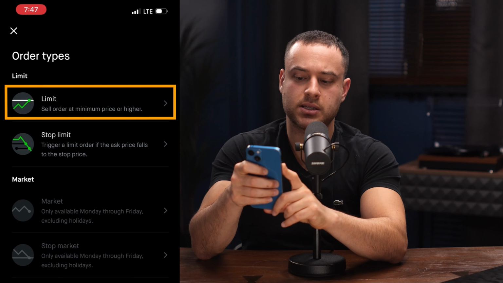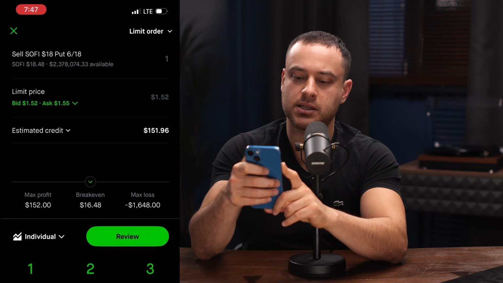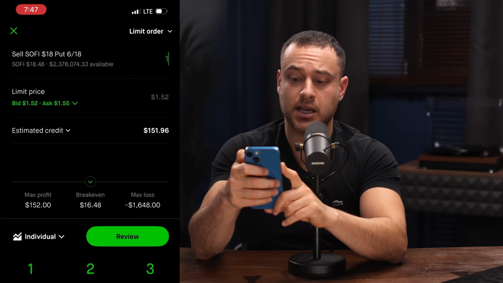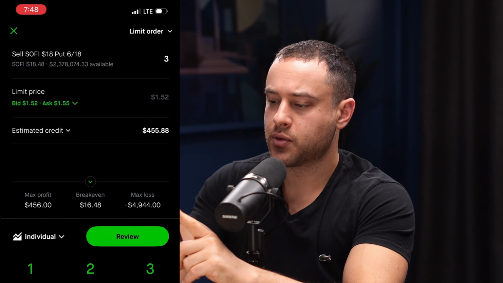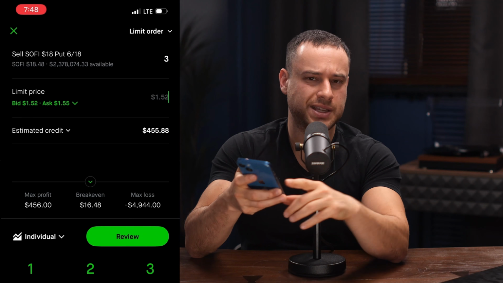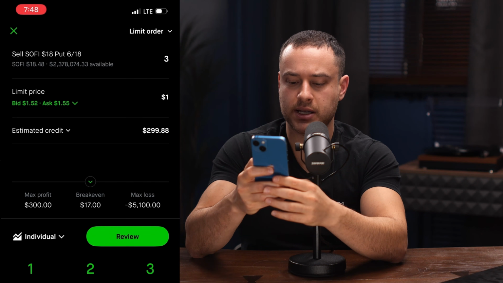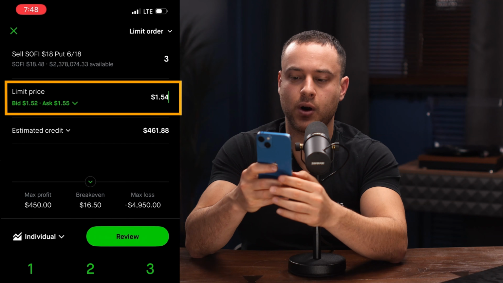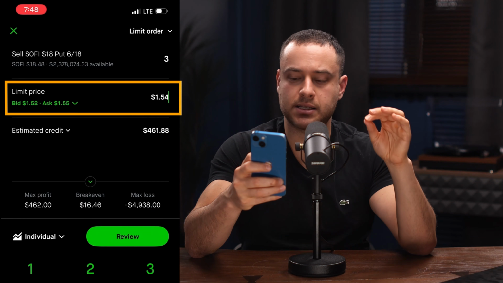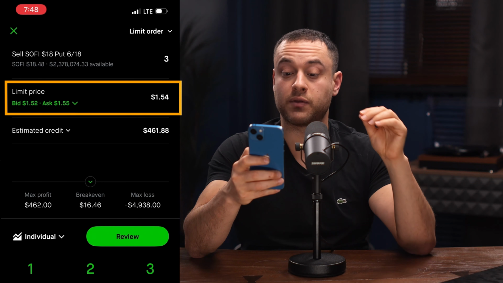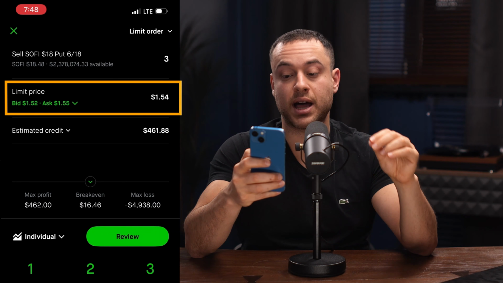A limit order is a sell order at a minimum price or higher. So if I click this, I can basically set my own limit price. In this example, let's actually set a limit price. So if I wanted to sell 3 contracts, I would enter 3 here. And let's say that I want to get $1.54. So I enter 1.54. Here's where I can set a limit price. This limit price means that I will not get a price lower than 1.54. And if I don't get this price, this option will not execute.